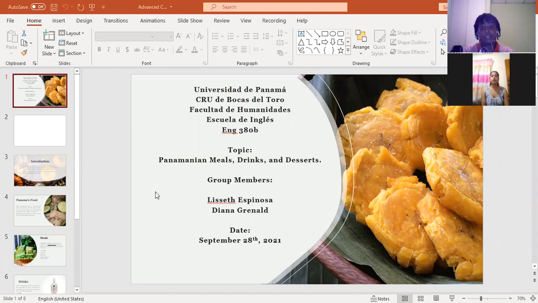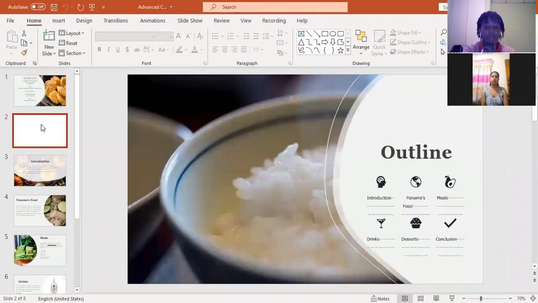Today, my partner, Lizette Espinosa, and I have the pleasure to talk about the Panamanian meals, drinks, and desserts. As you can see here, we have the outline that has the organization of the slides. The main point is the introduction. Then we have Panama's food, meals, drinks, desserts, and conclusion to end with this speech. So let's see now the introduction.